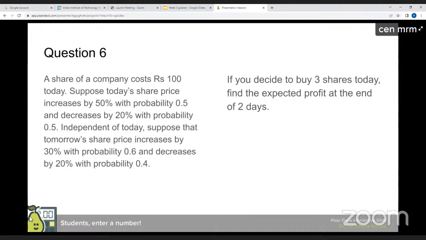So you have today's share price, and think about all the possibilities the share price can go to. Today's share price can either increase by 50% or decrease by 20%. Independent of what happened today, if it increases, then on the second day, again, it can either increase or decrease. And if it decreases today, again, on the second day, it can either increase or decrease. All the probabilities are given to you, and by what proportion the values increase or decrease are given to you respectively. So if you decide to buy 3 shares today, what should be your expected profit at the end of 2 days?